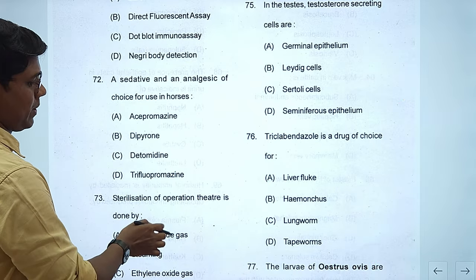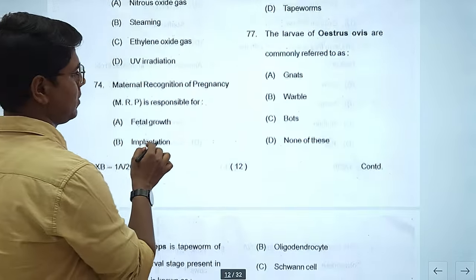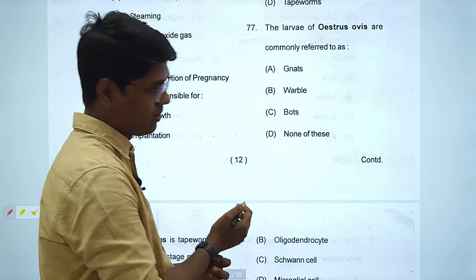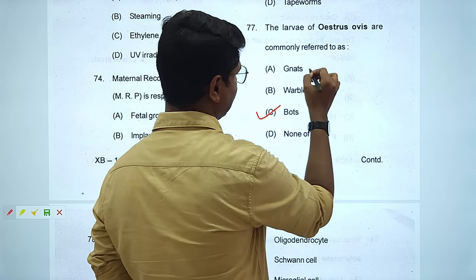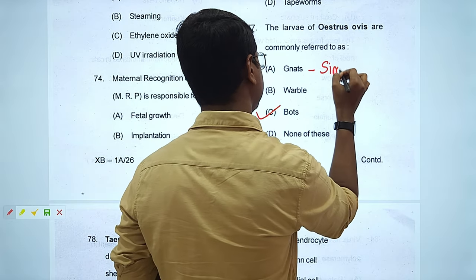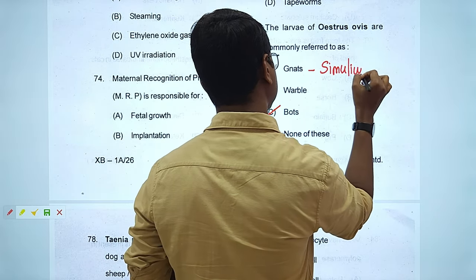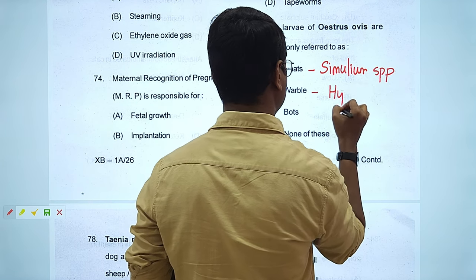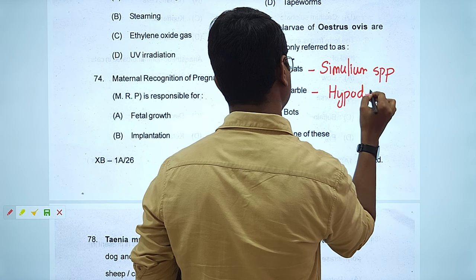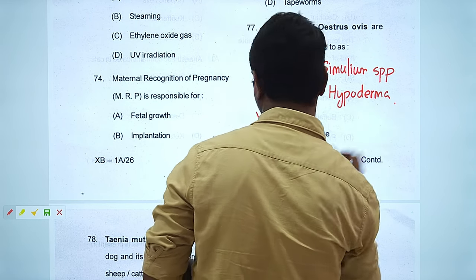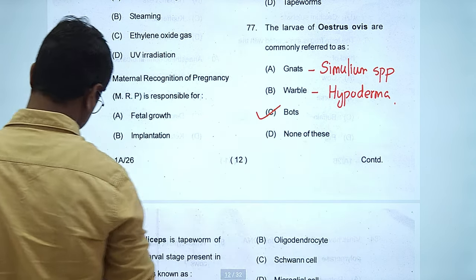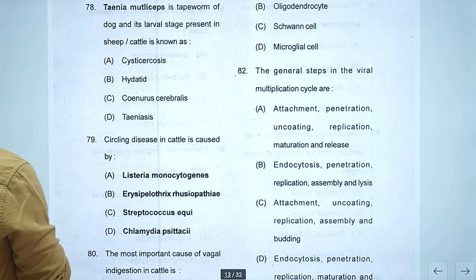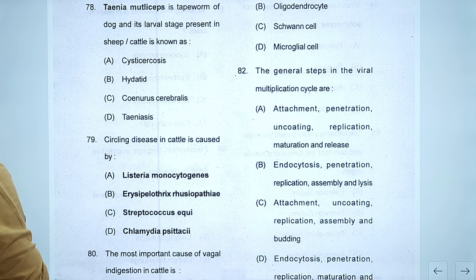Next, the larvae of Oestrus ovis are commonly referred to as bots, because Oestrus ovis is known as a bot fly. Gnats, Simulium species. Warble fly, that is Hypoderma species.